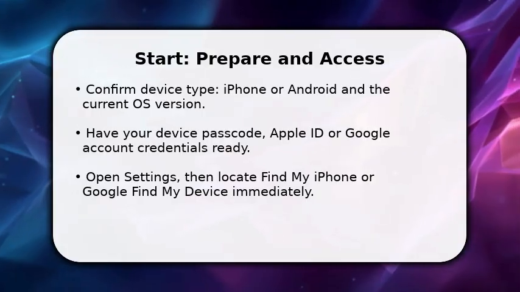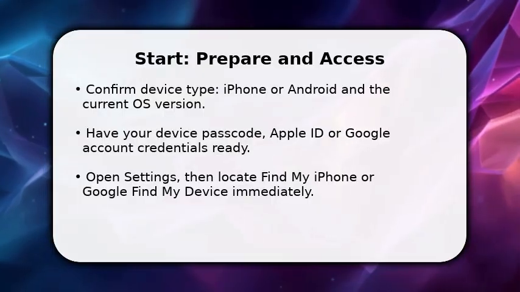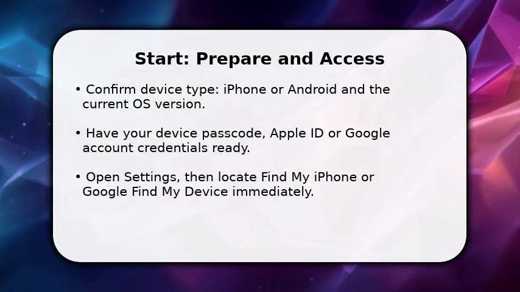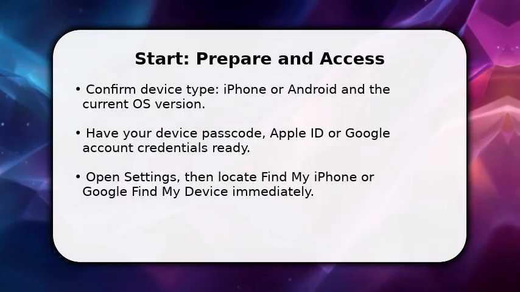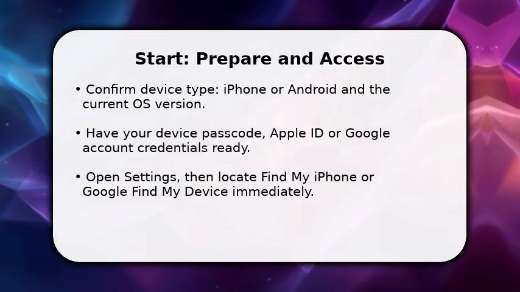You're going straight to action. Open Settings now and find the Find My section. You need your device passcode and account password. Have them handy because you'll be asked to confirm identity.